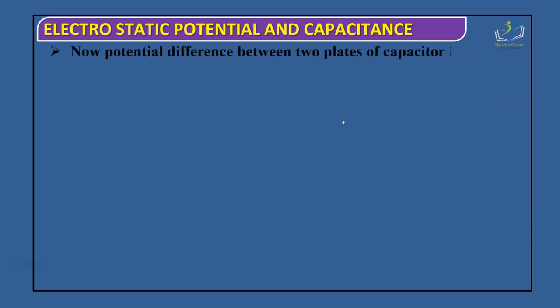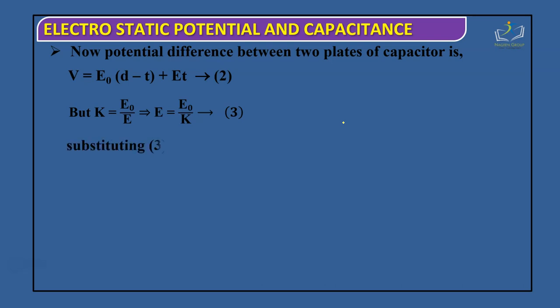Now the potential difference between these two plates is V equals E naught (D minus T) plus ET. K equals epsilon divided by epsilon naught, which is the dielectric constant of the medium. We can write K as E naught by E, the initial electric field over the field after inserting the dielectric. So we can calculate the value of E. This will be E naught divided by K.